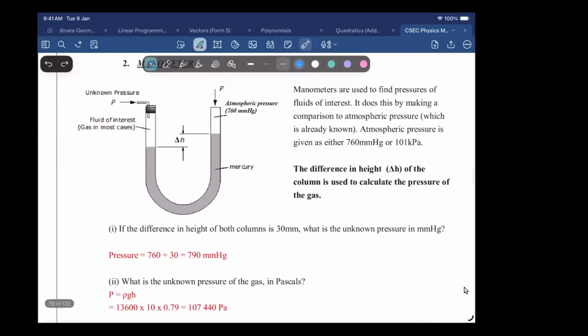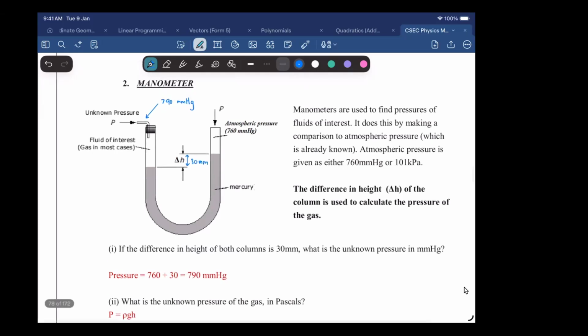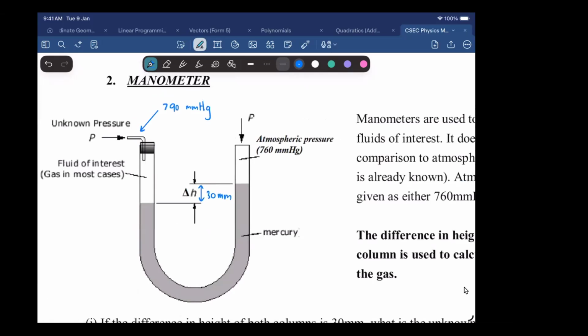And that makes sense. Let me show you why. If we say this unknown pressure here is 790 mmHg, then that would explain why the height difference is 30 millimeters. This measurement, mmHg, just tells you the height of the fluid, if that makes any sense.